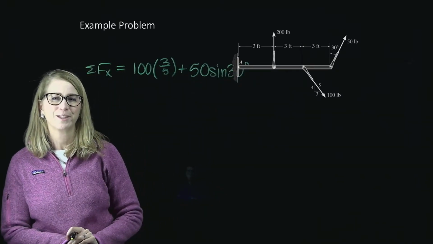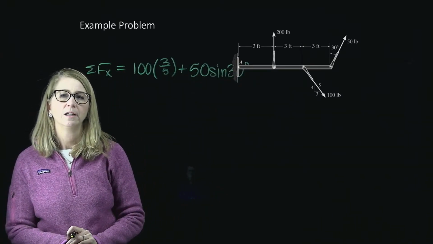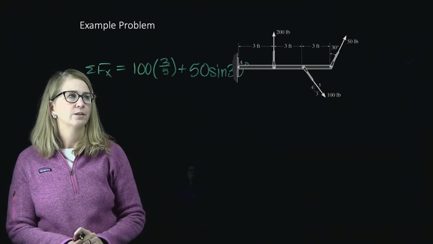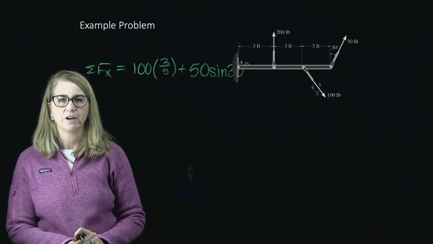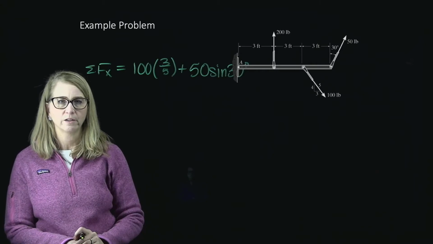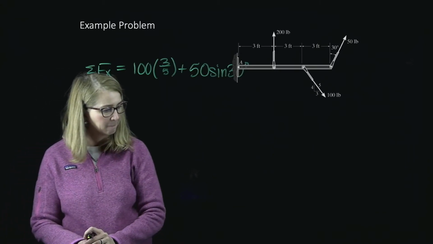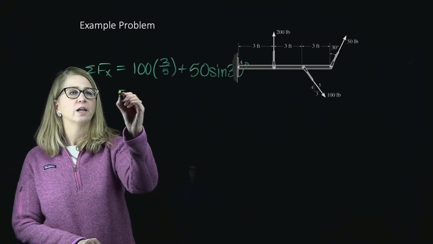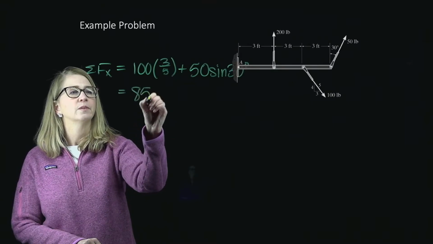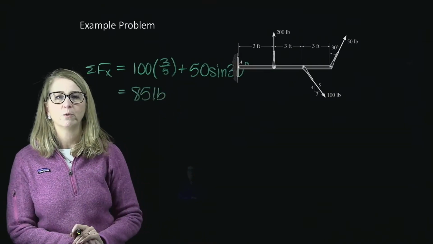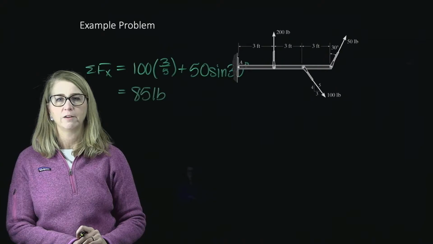And oops, I went into the picture, sorry about that. Because of the way the angle is defined, it's using the sine of 30 to find the x component. And so those two together give me a net force in the x direction of 85 pounds.